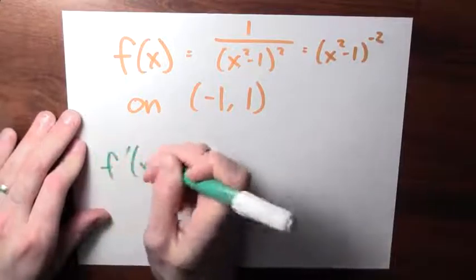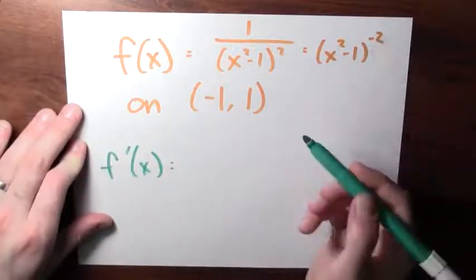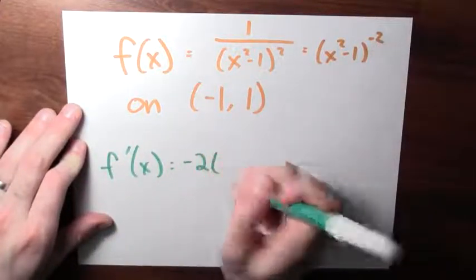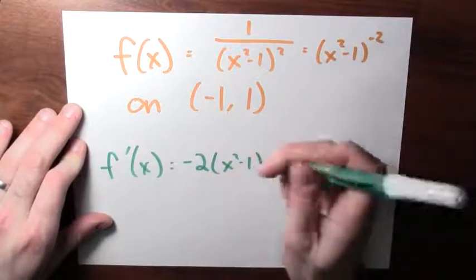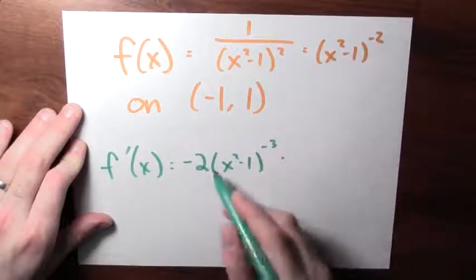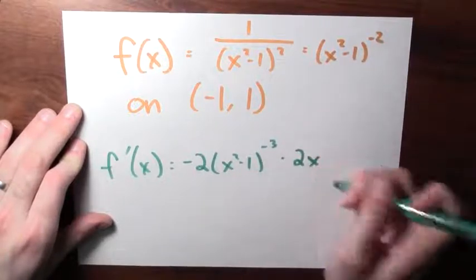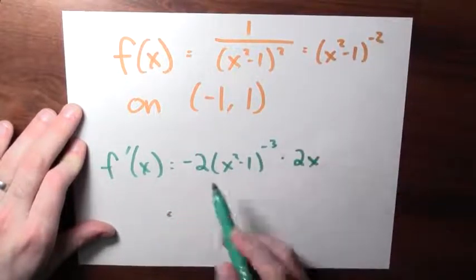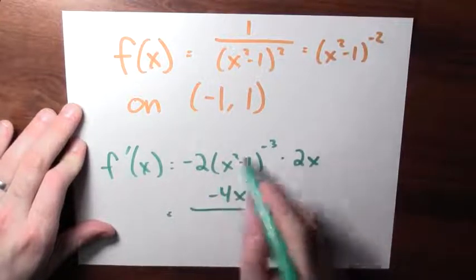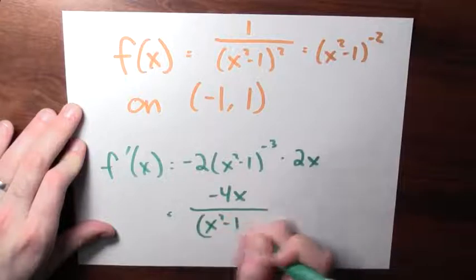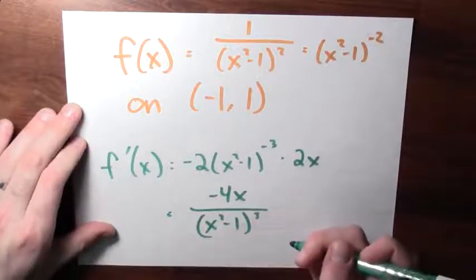So what's the derivative of this function? Well, by the power rule and the chain rule, this is negative 2 times the inside, x squared minus 1, to the negative third power, times the derivative of the inside, which is 2x. Or another way to write this is negative 2 times 2x, that's minus 4x, divided by (x squared minus 1) to the third power. With the derivative in hand, I can find the critical points.